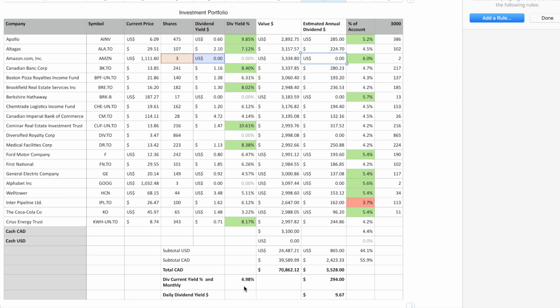Also, I can look down here and see that the total dividend payout of $3,528 divided by the total current value will give me a dividend yield of 4.98%. What that means is if the stock price doesn't move, at the end of the year I'm going to collect 4.98% in dividends. The next thing we'll look at is how I use this chart to decide what to purchase.